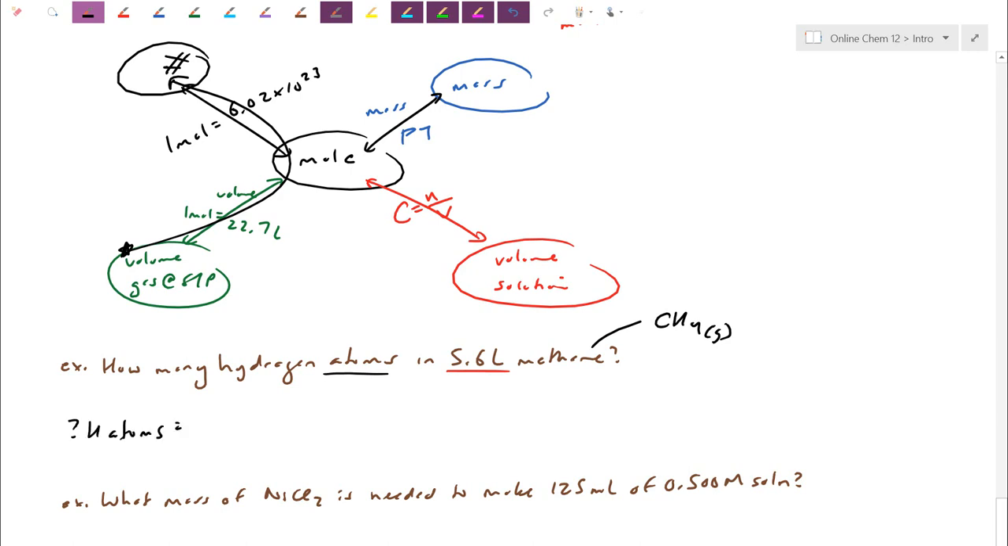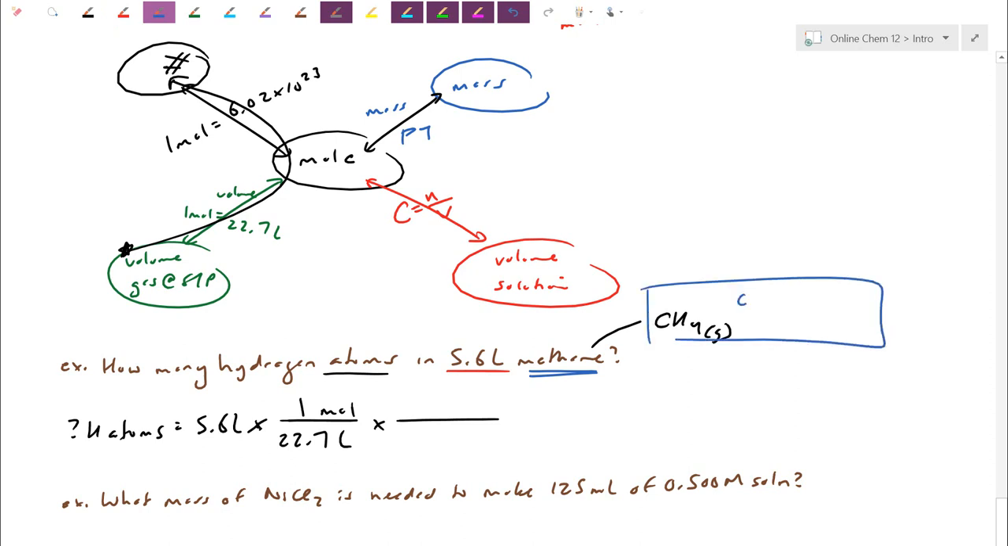If you're ever stuck, just start off with the number given, 5.6 liters. Our first conversion is going to get us from liters back to moles. Liters goes on bottom, moles on top. For every 22.7 liters, I have a box. And then I'm ready to use Avogadro's number. Now you need to be careful here. This time, methane by itself is a molecule. So imagine sitting inside this box here are a bunch of these CH4, CH4, CH4. They're already blobs of CH4. Sure, one box, one mole is always an Avogadro number. But it's the Avogadro number of what? Well, it's the Avogadro number of the molecule that we have.